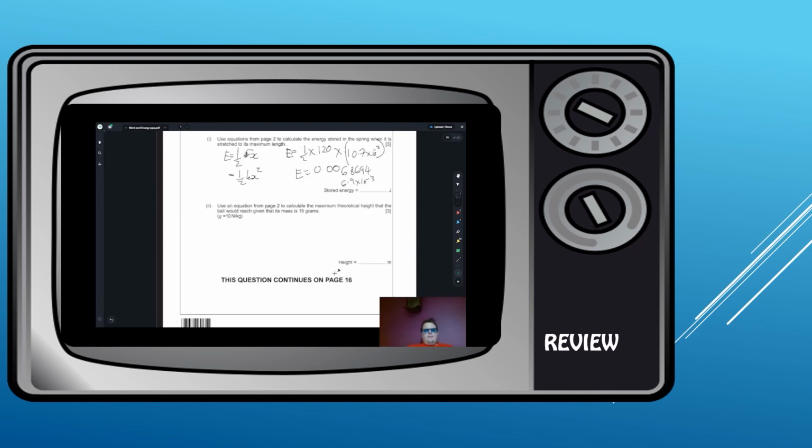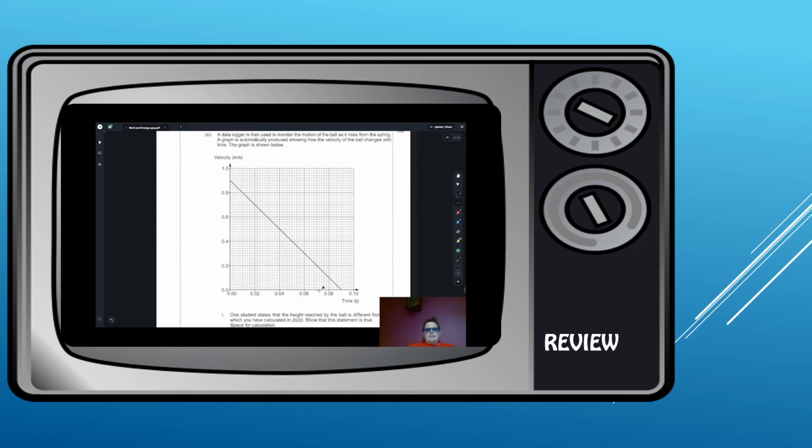Work out the theoretical height the ball could gain, so therefore we're going to use E equals mgh. H is going to be E over mg, so it's going to be our 6.9 times 10 to the minus 3 over 15 times 10 to the minus 3 multiplied by 10. The minus 3s cancel, that's going to help us a little bit, and that is going to get us a height of 0.0445796 meters. So what's that, 5 centimeters approximately?